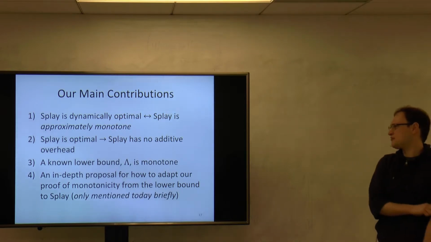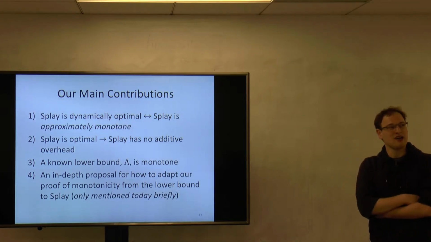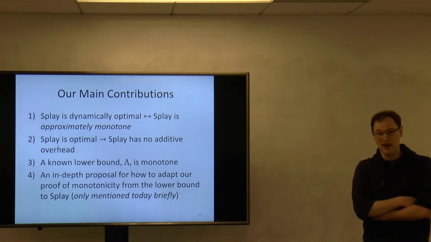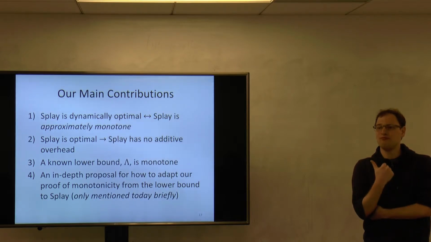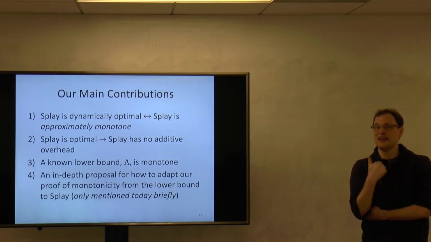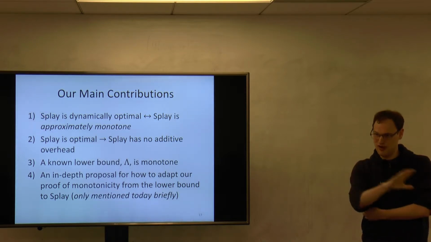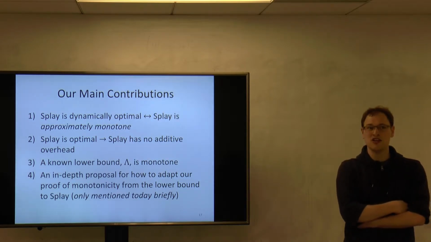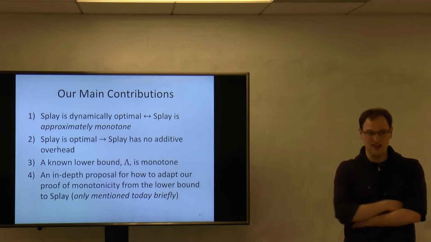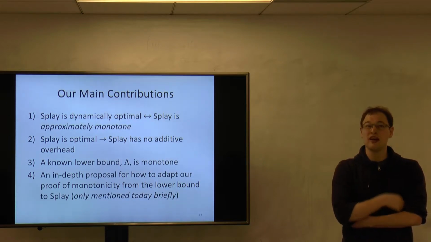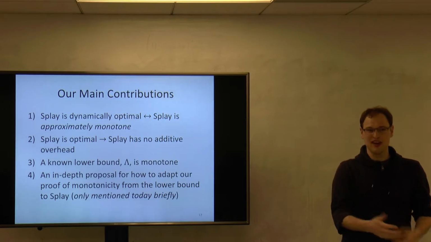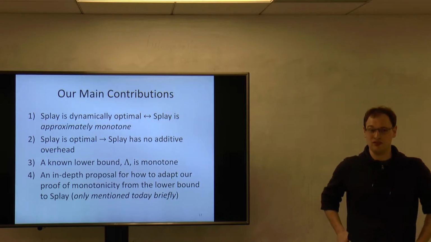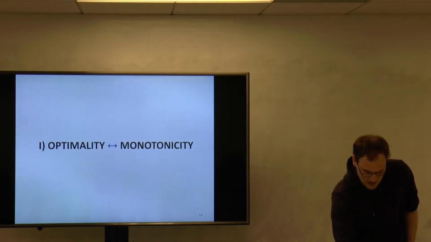The third and fourth things I'll only briefly cover today. There's a lower bound, Wilber's lower bound or the crossing lower bound, and that is a monotone function. If I remove items from the request sequence, then the value of the lower bound decreases. And the last part, which is in extensive detail in the paper, is various arguments about how that proof could potentially be adapted to proving that splay is approximately monotone. Cool.